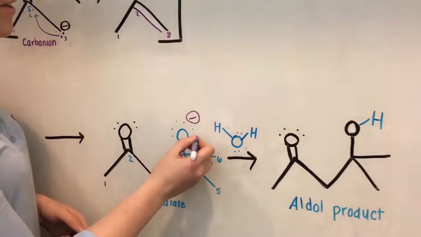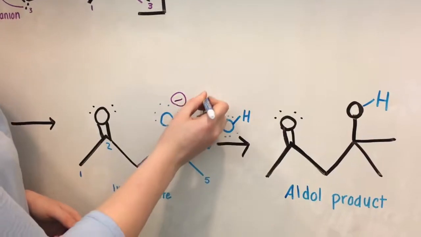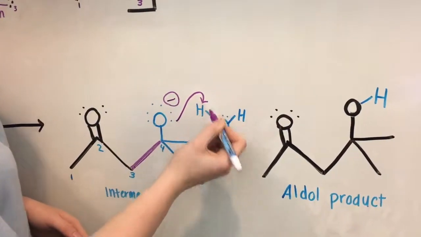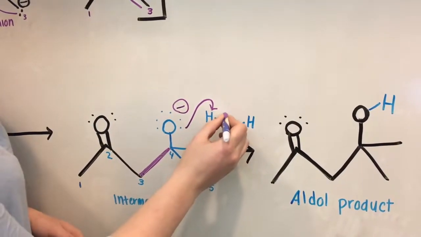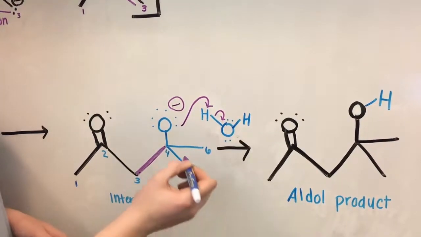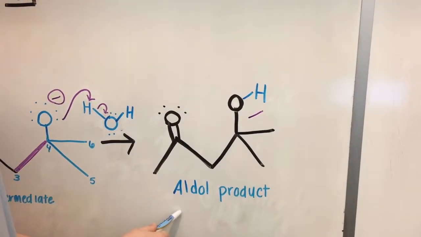So one of the lone pairs from our oxygen is going to attack this hydrogen, breaking this bond and forcing it in on our oxygen, thus forming our aldol product.